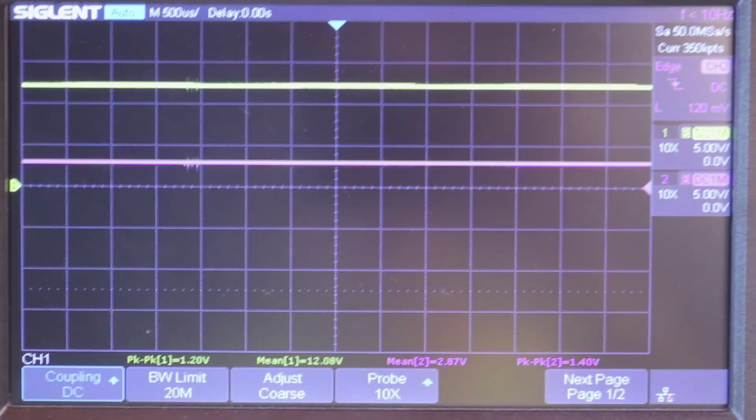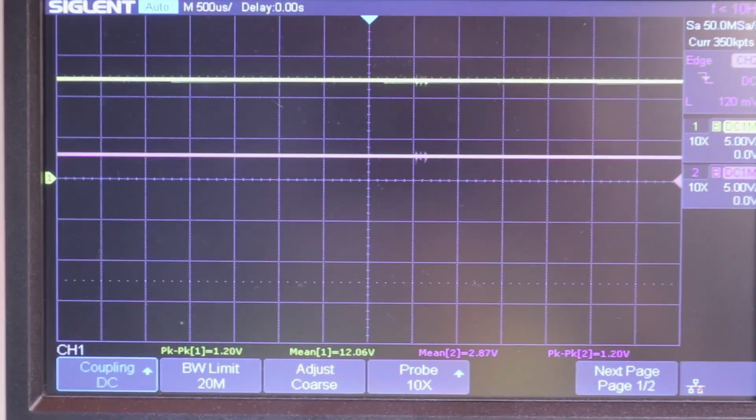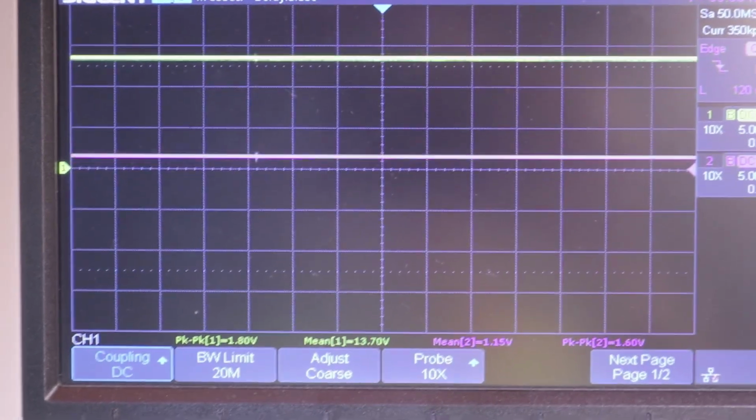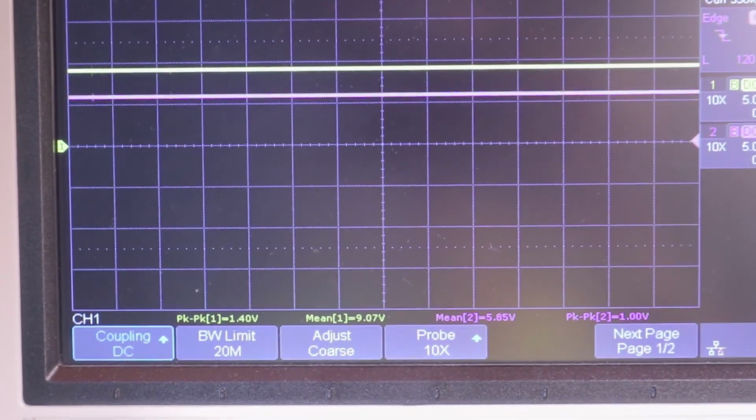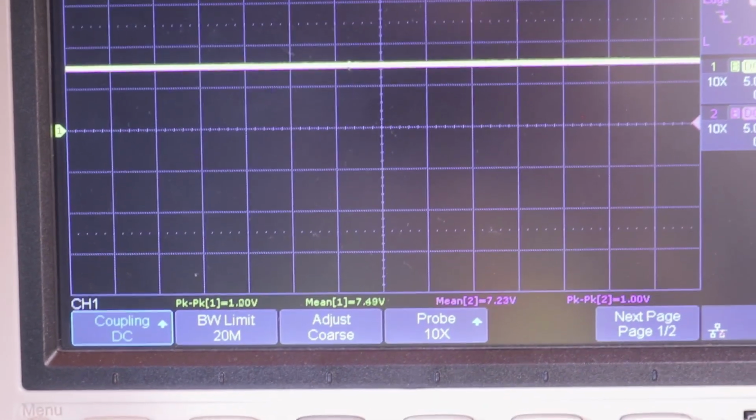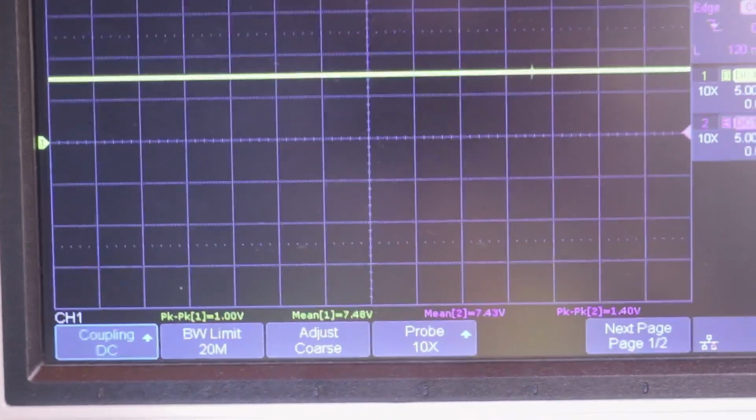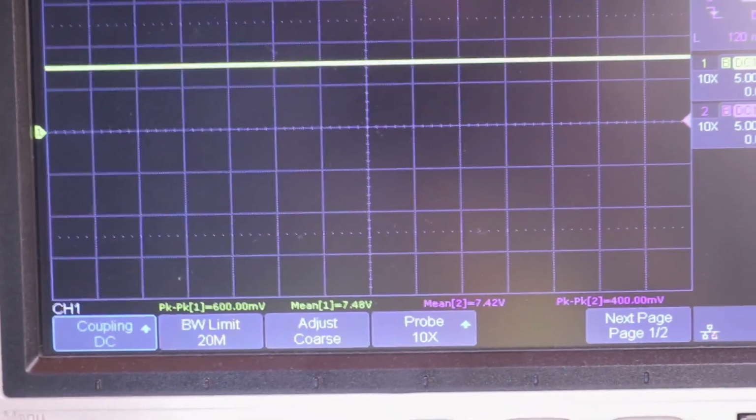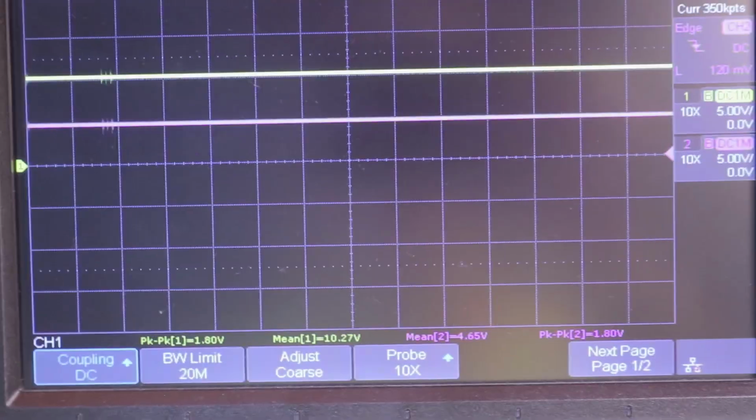So let's change the voltage. As you can see, the two voltages follow the input. As I increase the voltage at the input, they reach the middle. It's a very nice circuit, isn't it?